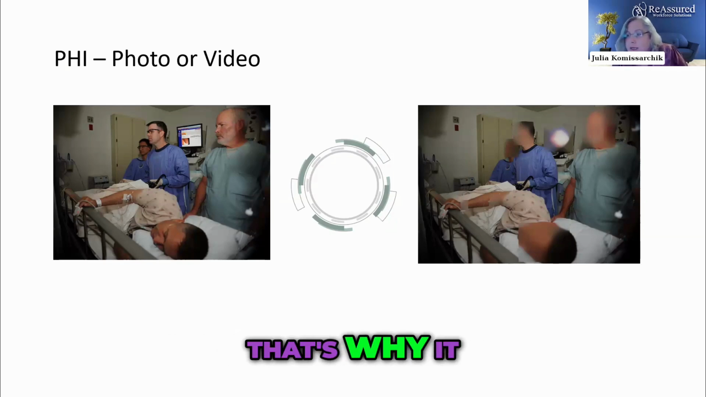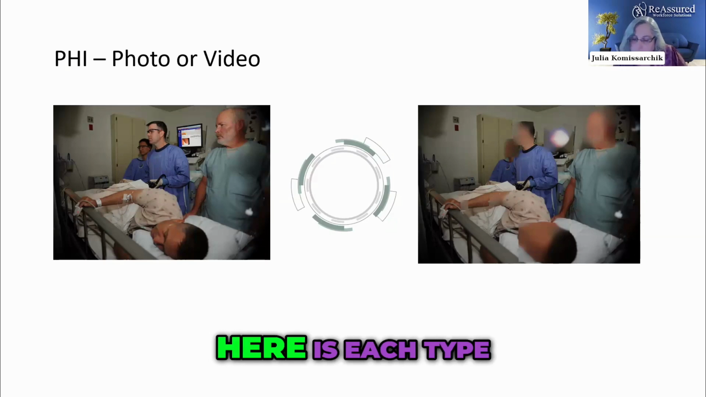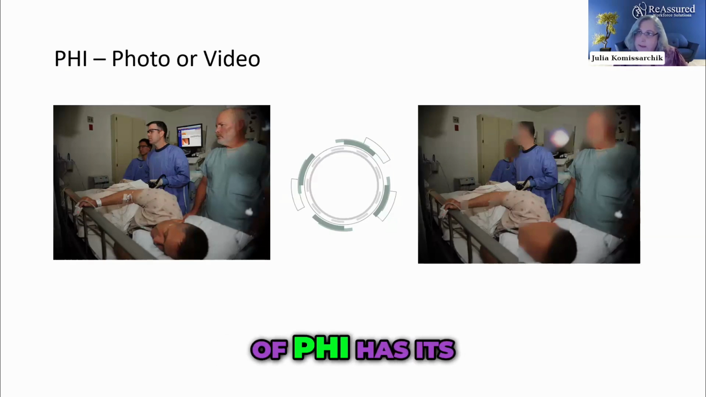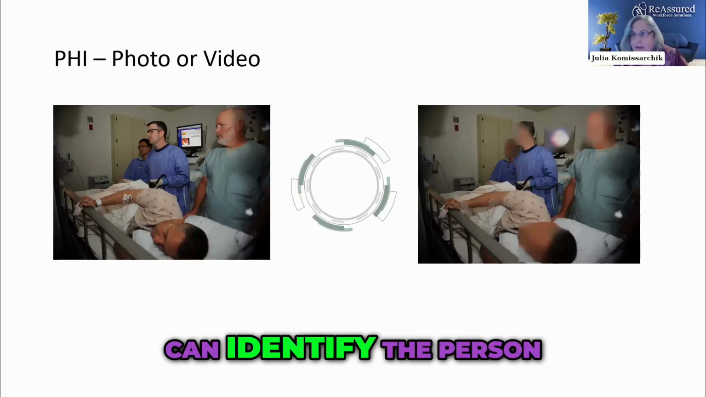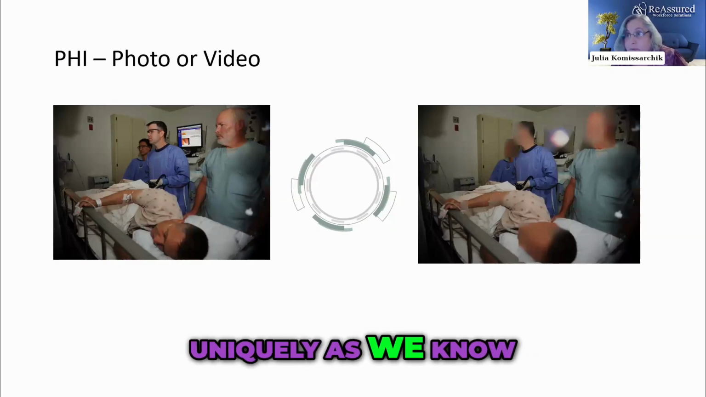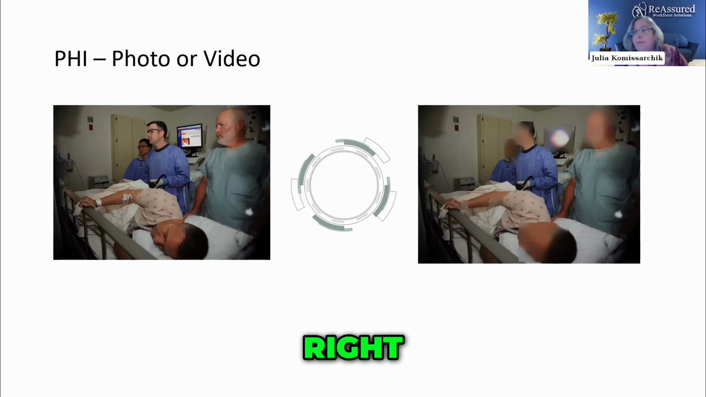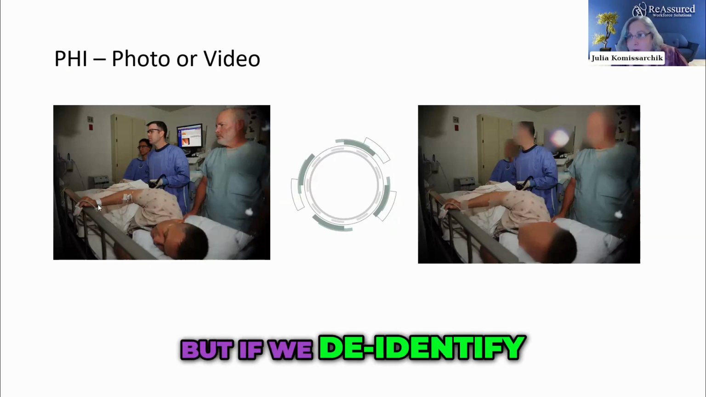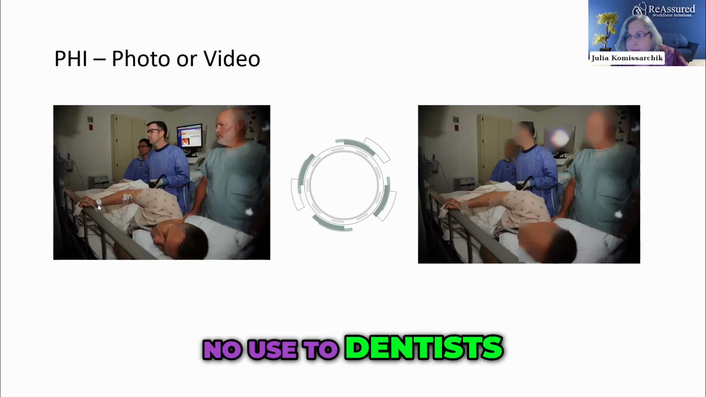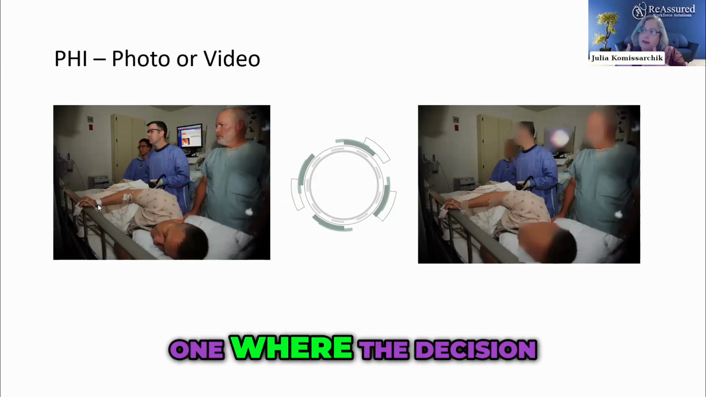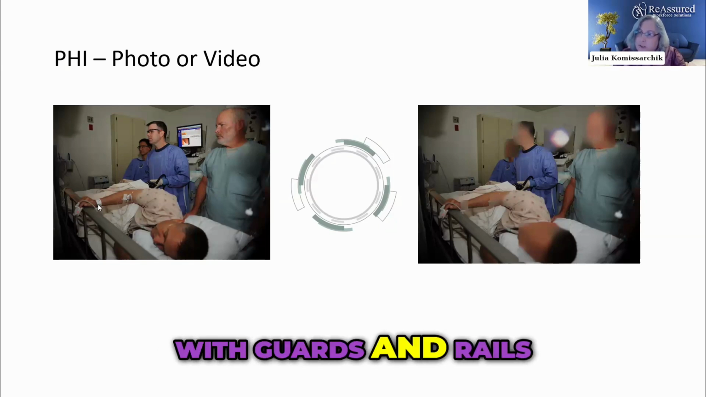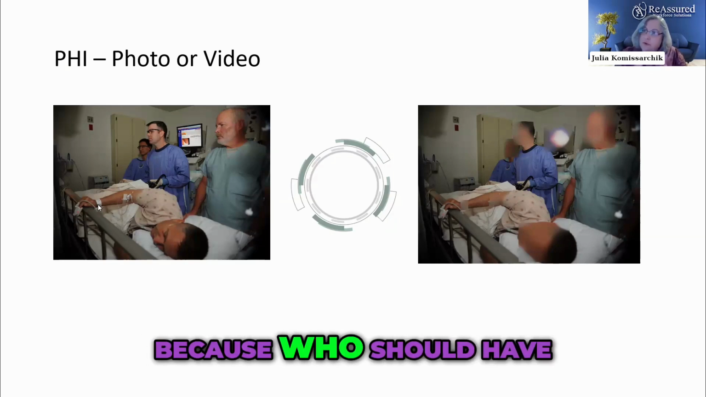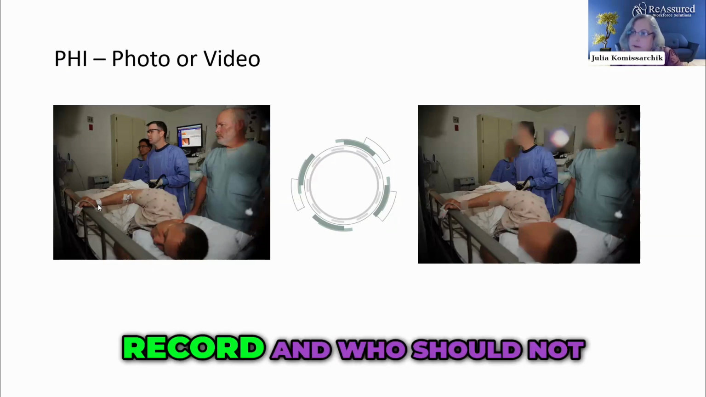So that's why, but the important thing here is each type of PHI has its own specifics. For example, if we're talking about dental x-rays, if we obfuscate teeth, teeth can identify the person uniquely, as we know from all the CSI movies, right? But if we de-identify all the teeth, then it will be of no use to dentists. So this is another one where the decision has to be made very thoughtfully, with guardrails in place, because of who should have access to the dental record and who should not.